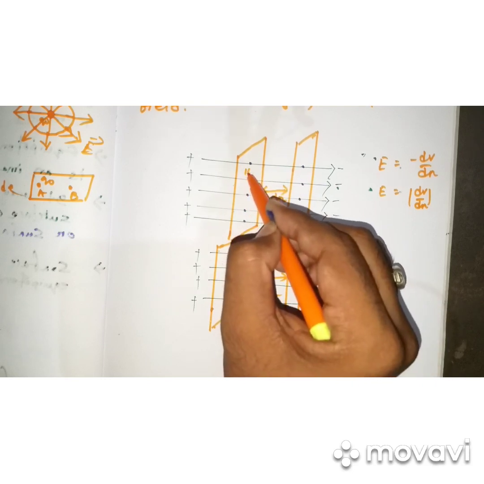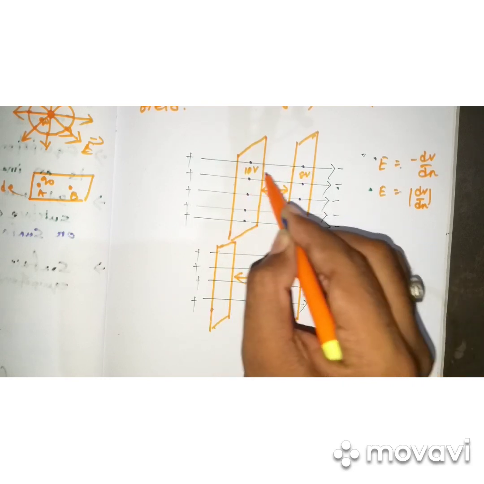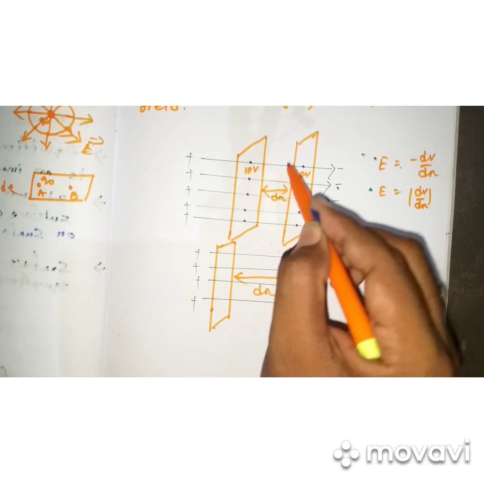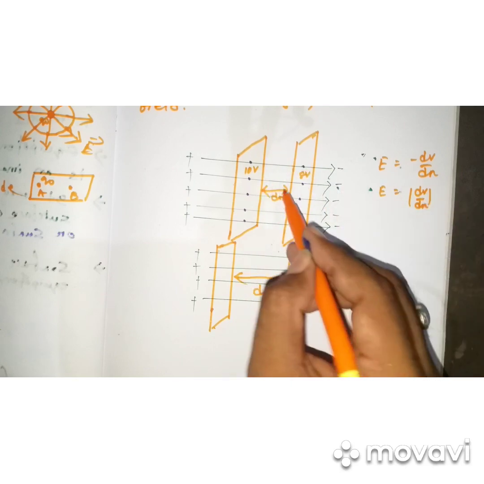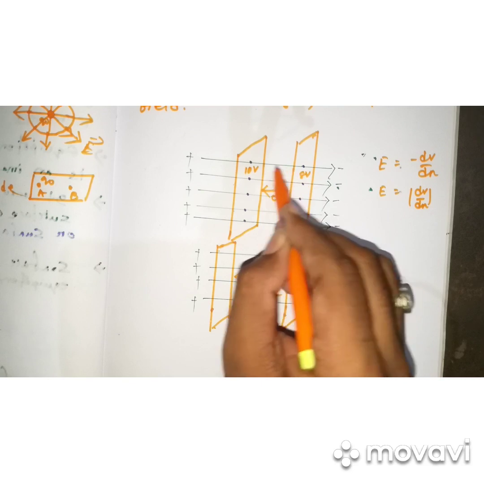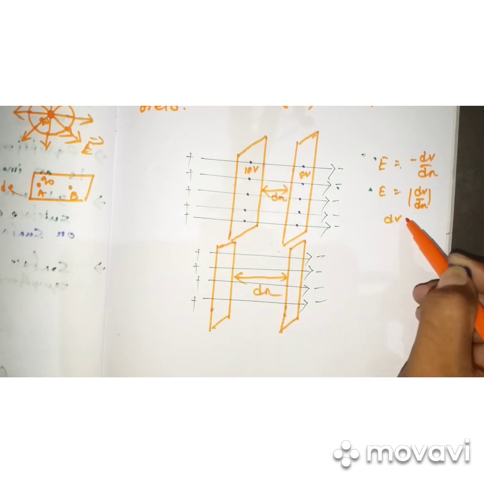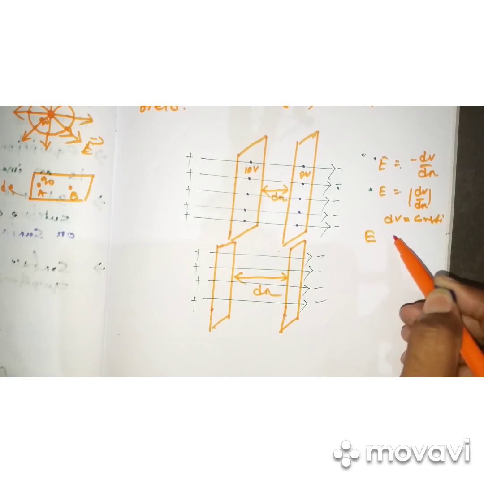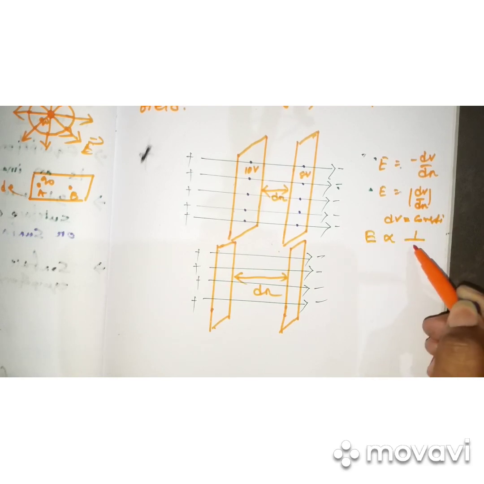Suppose that is 10 volts, that is 8 volts. So the difference is 2 volts. So in that case the potential difference remains constant. So dV equals constant. So E is directly proportional to 1 by dr.